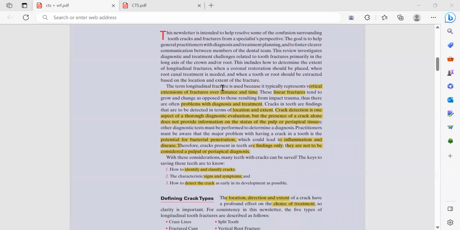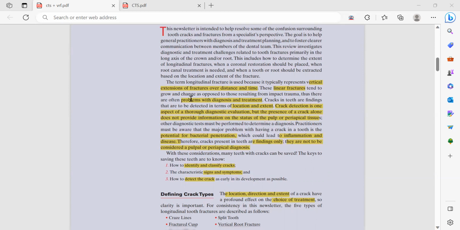So, in this article, we will be reading in detail the types of the cracks and how we can diagnose them and how we can manage them, either by putting a restoration, or we need to do a root canal treatment, or we need to take a tooth out. So this article will help us in making a decision.